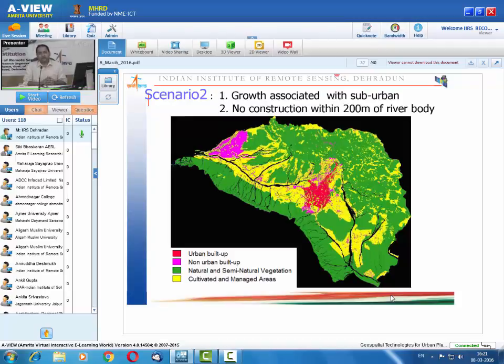The second scenario is, suppose we have a policy that we will have a hierarchy of nodes. We will not have growth concentrated in one place, but we will develop a hierarchy of development nodes. Then how will the growth take place? As per that scenario, the new hierarchy growth will take place in this part of the Doon Valley, that is basically the western part of the valley, and some development will take place, but no development will take place basically in this part. So most of the new urban nodes will occur here, and of course no construction will be allowed within 200 meters of the river body, right?